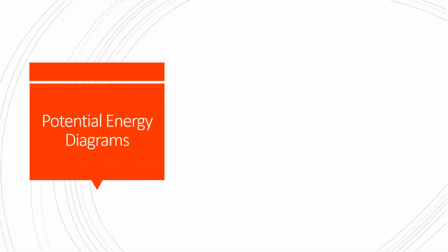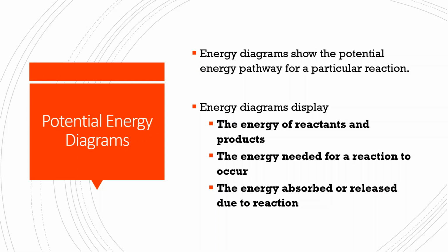So let's go into potential energy diagrams. Now, if you need to take a minute to pause the video, please do. So hopefully at this point you paused the video to recap what we have gone over so far. Now we're going to jump into potential energy diagrams. So what is a potential energy diagram? Well, quite simply put, it is a diagram that shows the energy pathway of a reaction. It'll tell you the reactant and product's energy. It'll tell you the energy needed for a reaction to occur. And it will also tell you if energy is released or absorbed through the course of the reaction.